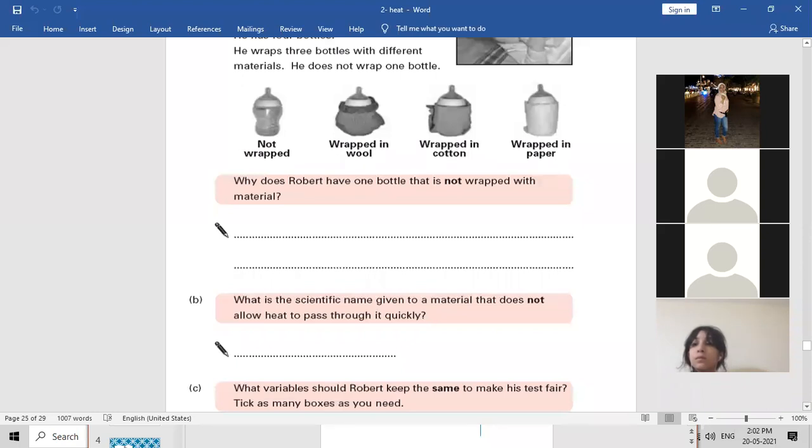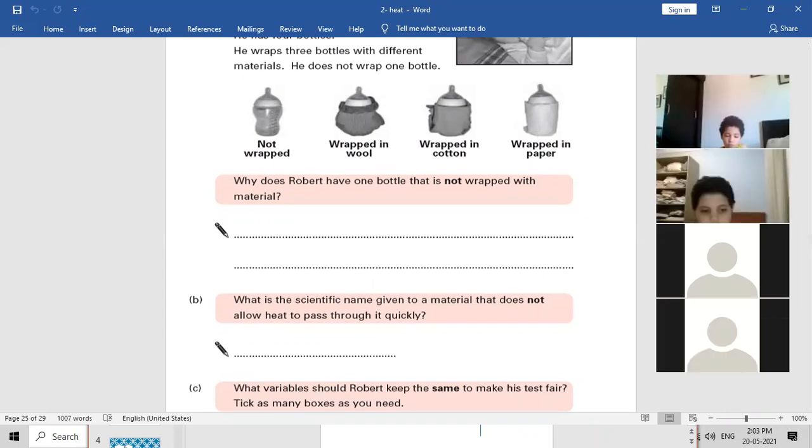Ali. He left one without wrapping it because he wanted to see if it would stay hot or if it would get cold. Okay, I will tell you what I think. First, does anyone else have another answer for this? Raise your hand if you have another answer.